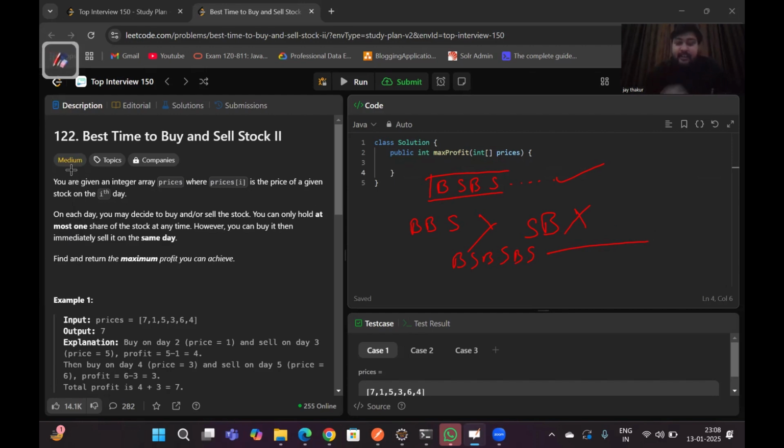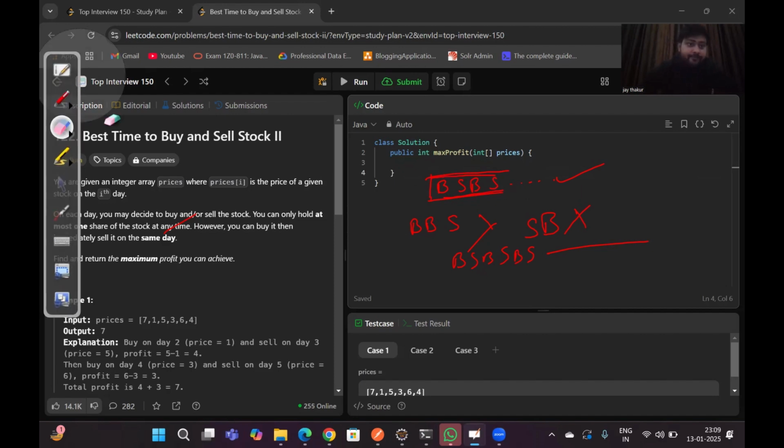And it is saying that at one time you can hold at most one stock. So you can hold at most one share of the stock at any time. That simply means you have to perform these operations in this order. So let's try to solve this.